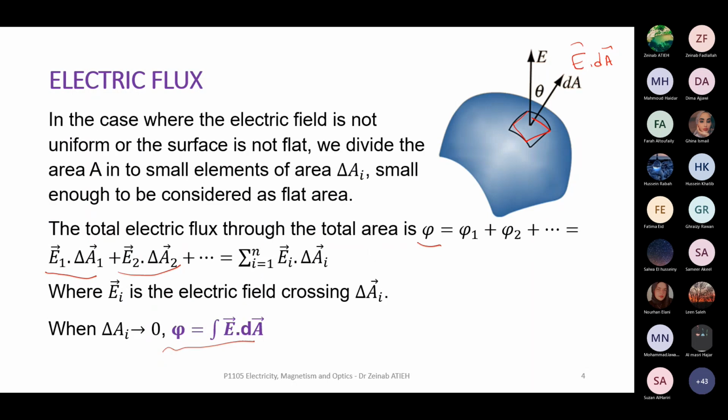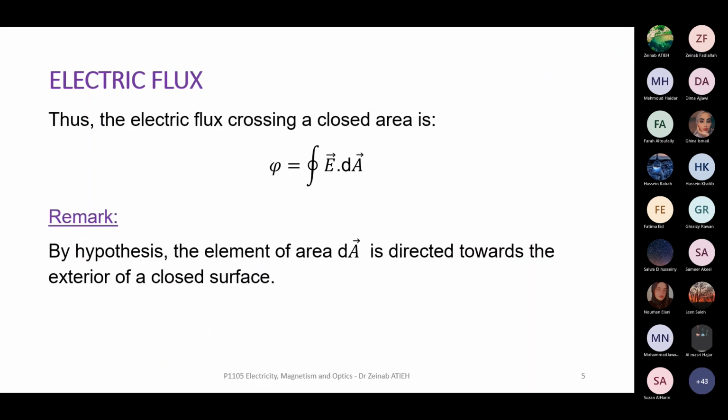So, a closed surface area. What do we mean by a closed surface area? A surface that is closed. For example, the external surface of a ball. This is a closed surface. A balloon from the outside is a surface, but closed. Okay, so this is a closed surface. So I can also find the electric flux crossing a closed area.